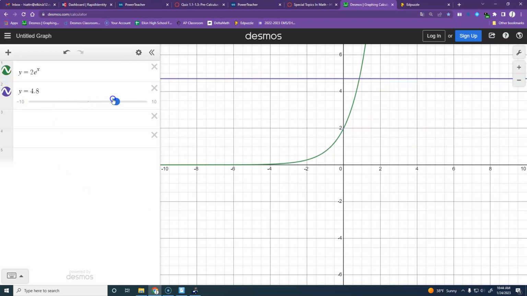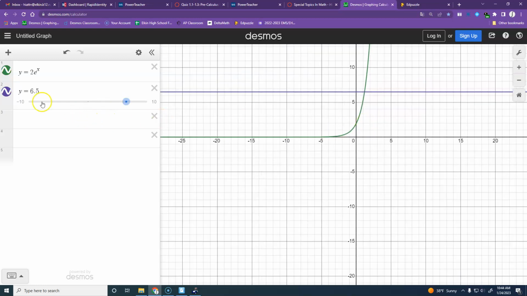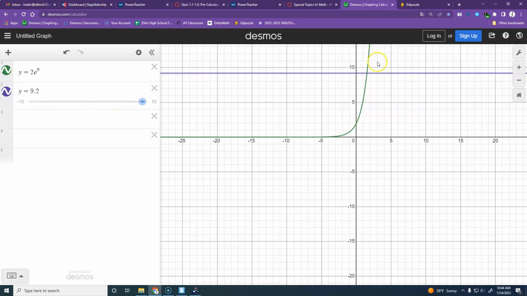Obviously, the function exists for all of these values. If I zoom out some and keep going up, it looks like this graph is going to just keep going up forever, right? So up here at positive infinity, I think we look good. We're going all the way up to positive infinity. That's the highest that we go.